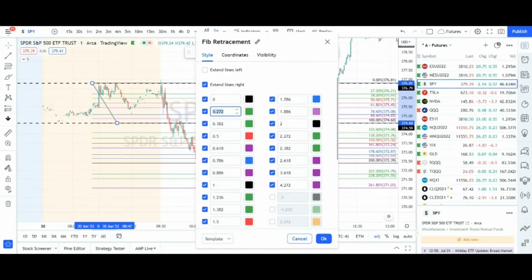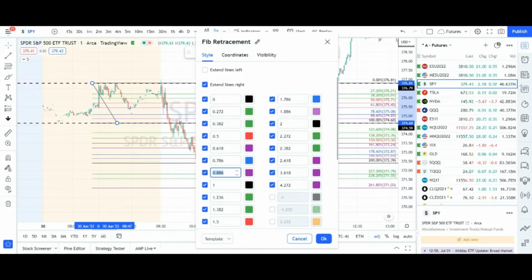Some traders use this level as 0.236. I'm using 0.272. It doesn't matter. Then 38.2, or 0.382. Basically it is in points, and if you multiply it with 100, it will be in percentage. So 38.2%, 50%, 61.8, 78.6, and 88.6.